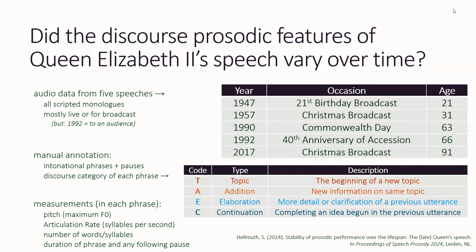And the pitch is probably something your students wouldn't want to be measuring, but they could probably do it by hearing. You know, is this high or low, relatively? But syllables per second is something they could definitely measure if they were interested, because it's very easy to do. And then the next one, again, is something students could really easily do, is the number of words or syllables in a phrase. You just count them. I can count them, they can count them, that's what I did. And then the duration of that phrase, so you just measure how long it was, and the duration of any following pause. So you're going to see those measures.